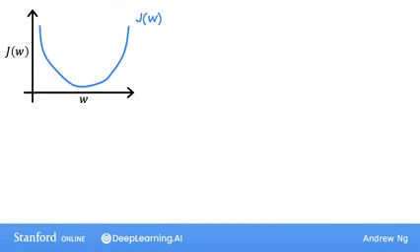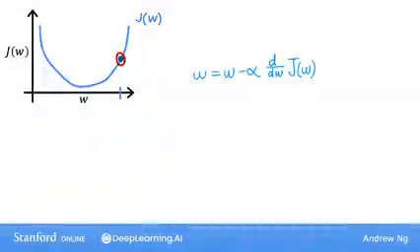Here on the horizontal axis is parameter w, and on the vertical axis is the cost j of w. Now let's initialize gradient descent with some starting value for w. Let's initialize it at this location. So imagine that you start off at this point right here on the function j. What gradient descent will do is it will update w to be w minus learning rate alpha times d over dw of j of w. Let's look at what this derivative term here means.